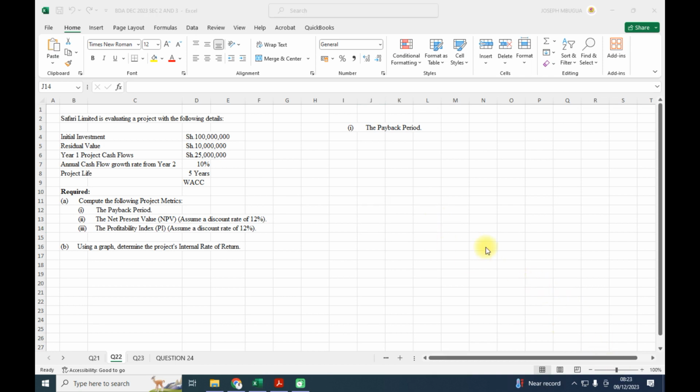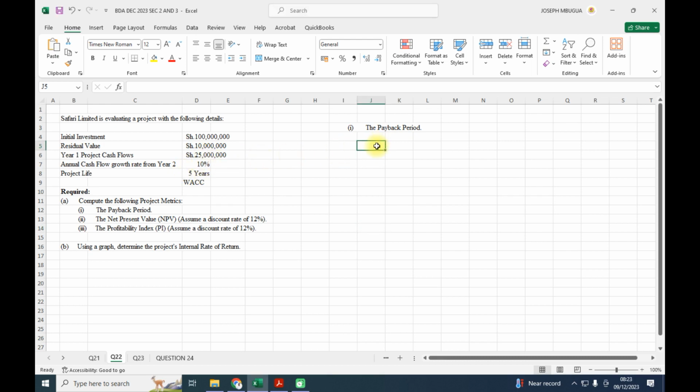Remember, when we talk about the payback period, the shortest duration within which the project can be able to recoup the initial investment. So the amount that we invested, how long shall the project take before we recover the amount? Payback period, you can either calculate the non-discounted or the discounted. In this case it's non-discounted because we have not been given the rate like here, so we shall be dealing with non-discounted, and the period is 5 years.